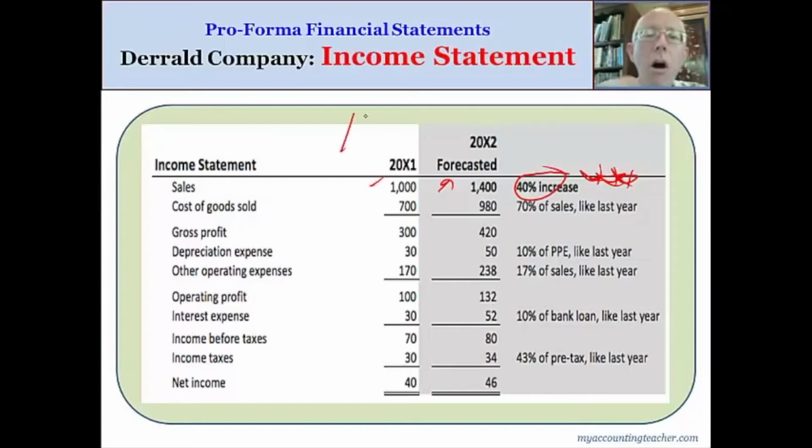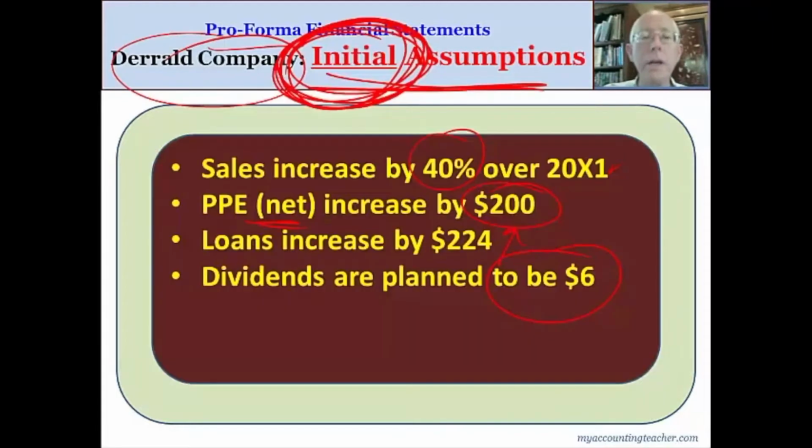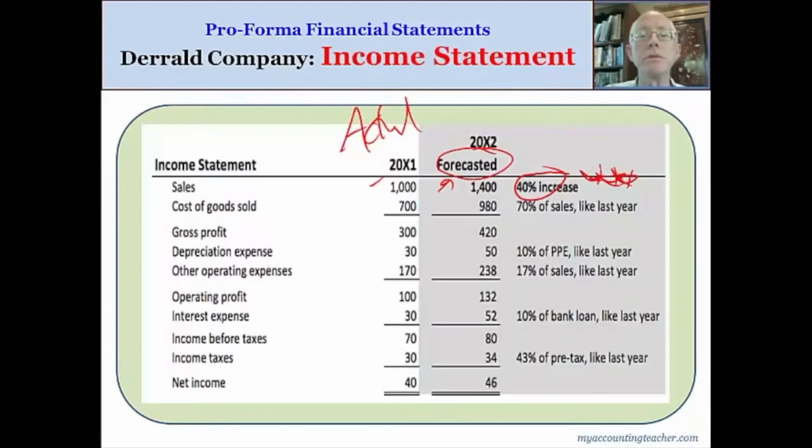Remember, this already happened. 2011 already happened, and we're forecasting what financial statements are going to look like next year, given this set of 4 simple assumptions. So, sales is going to go up 40%, 1,400. How about cost of goods sold? Well, cost of goods sold, I'm going to put an N here. They're going to go up naturally. That doesn't look like a very good N. There we go. If sales go up by 40%, cost of goods sold is going to go up by 40%.